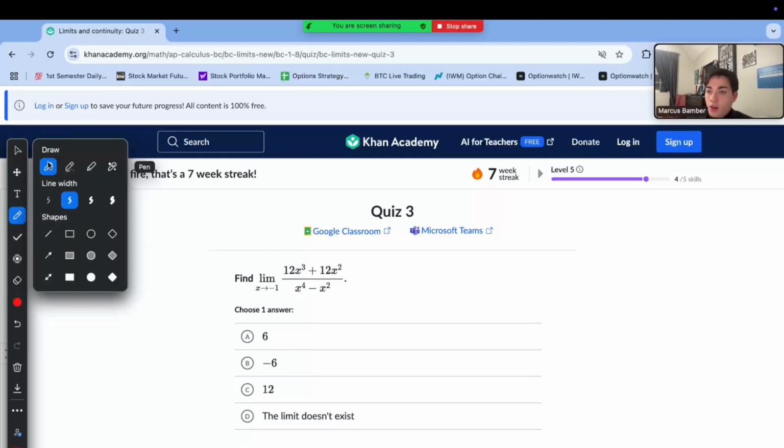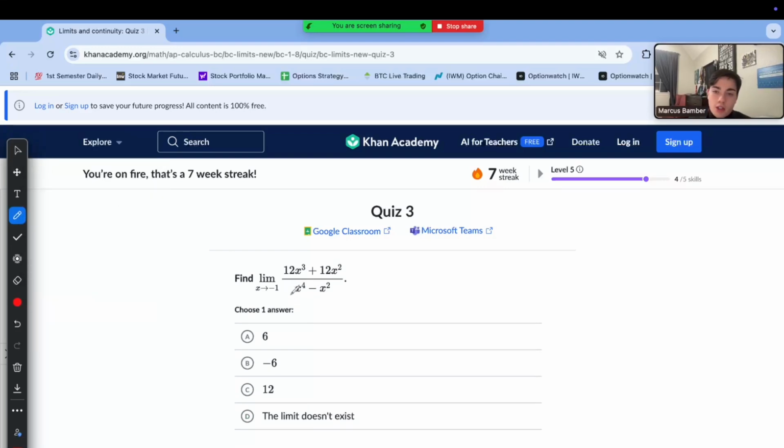This is just polynomials. Notice we cannot direct substitute here, because we're left with 1 minus 1, which gets 0 in our denominator. We obviously don't want that to be the case. What we're going to do is take the greatest common factor of both the numerator and denominator, and then cancel something out.